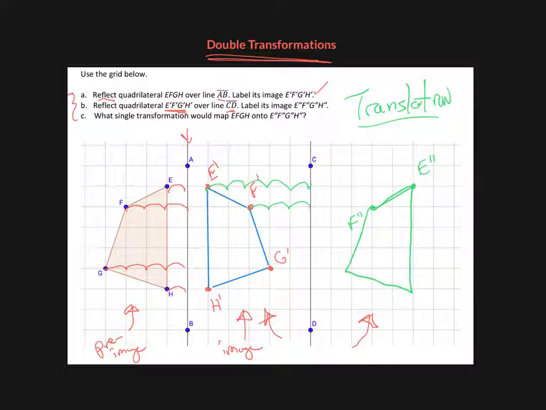So I would say, well, a translation would do that. But I need to specify a direction. So I would probably say something like translation to the right and the number of units. Now, what you should remember is that that number of units, that magical number of units, is the double value of the distance between the two reflecting lines. So we reflect over this line, reflect over this line. They are 1, 2, 3, 4, 5, 6 units away.